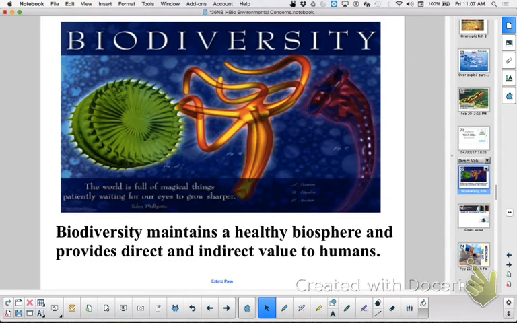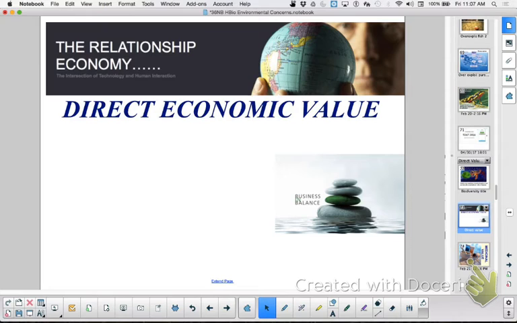So we said there were both direct and indirect values to maintaining biodiversity. There were 3 direct values. Acronym MAC. 3 direct values. Okay, discuss with your BioBuddy.